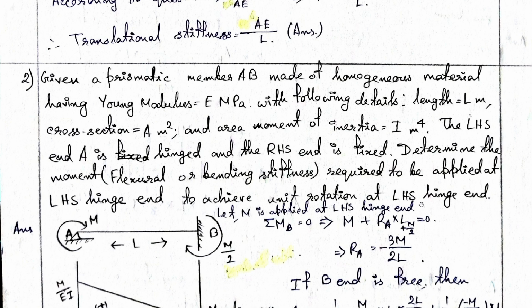achieve unit rotation. In the first problem we discussed translational stiffness, that is the force required to provide unit axial deformation. Now we discuss flexural or bending stiffness, which is the moment that is required to achieve unit rotation.